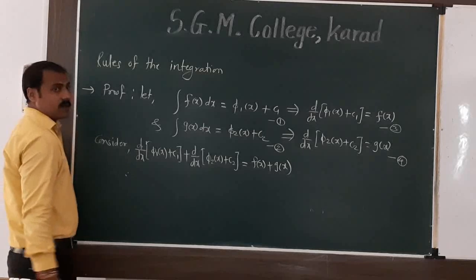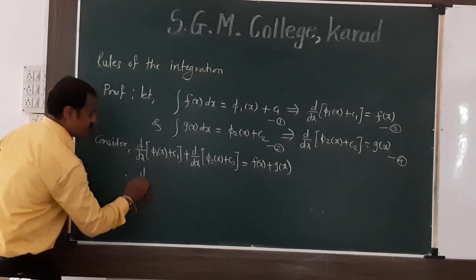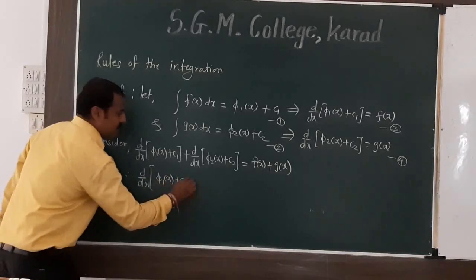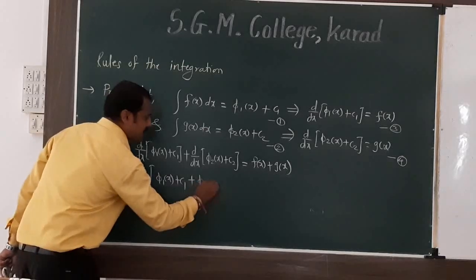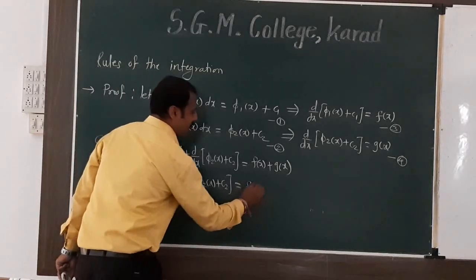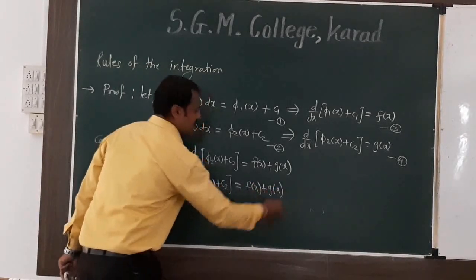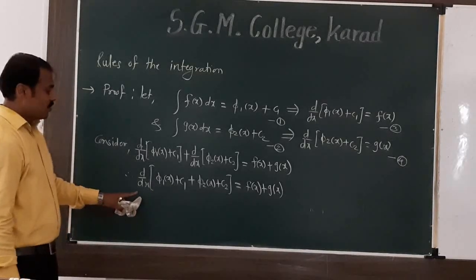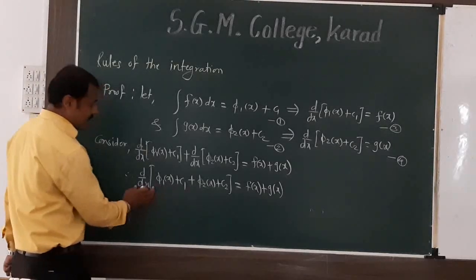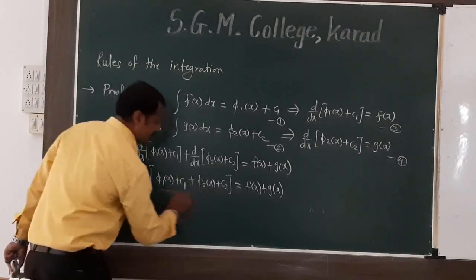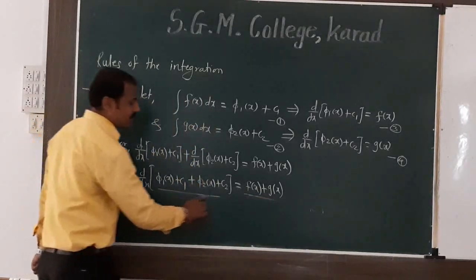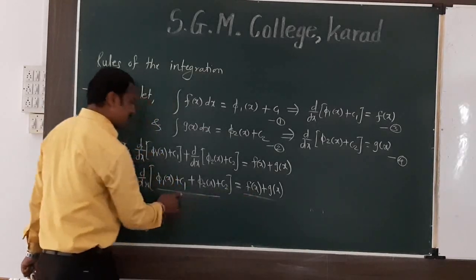Now I can take d/dx common. So d/dx of phi 1 of x plus c1 plus phi 2 of x plus c2 is equal to f of x plus g of x. Okay, now by definition of integration, if derivative of f of x is g of x, consider this term as f of x and this term as g of x. If derivative of f of x is g of x, then integration of g of x is f of x.